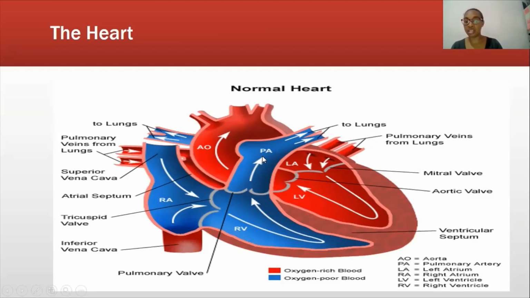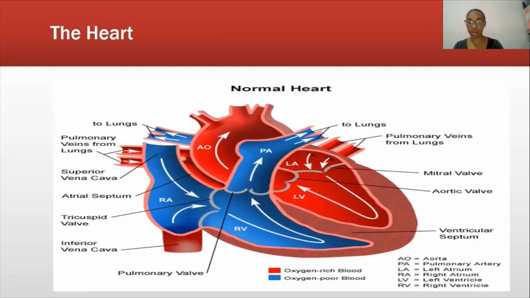And it carries the deoxygenated, or oxygen-poor, blood straight to the lungs, where diffusion takes place and the cells are reoxygenated, and it enters back the heart through the pulmonary veins. It enters into the left atrium. Then it passes through the mitral valve and into the left ventricle.